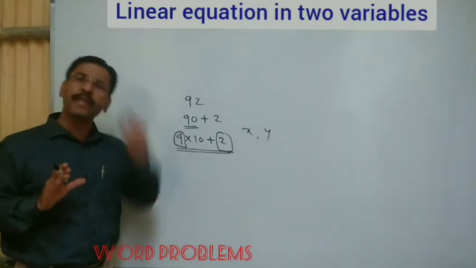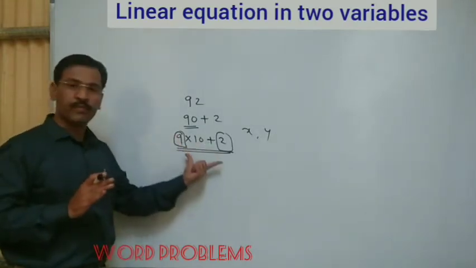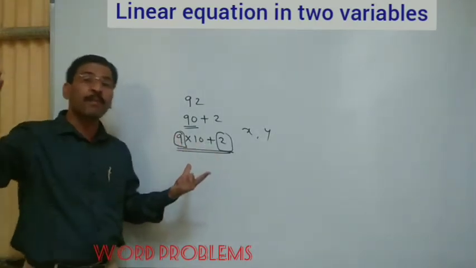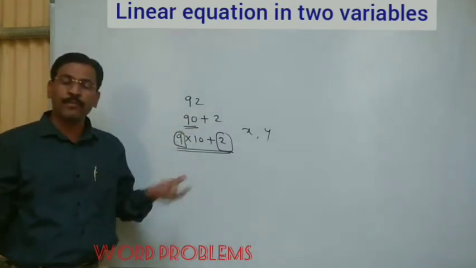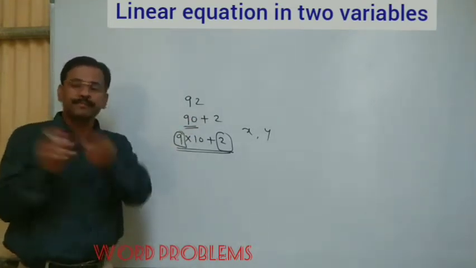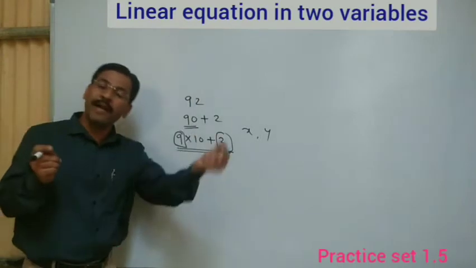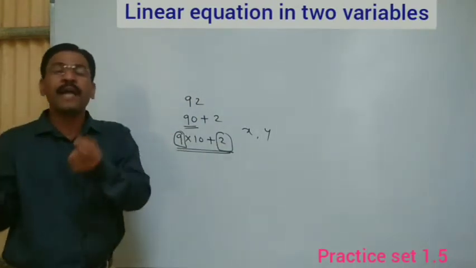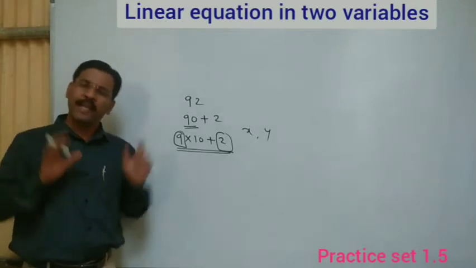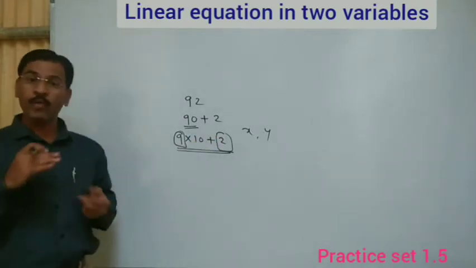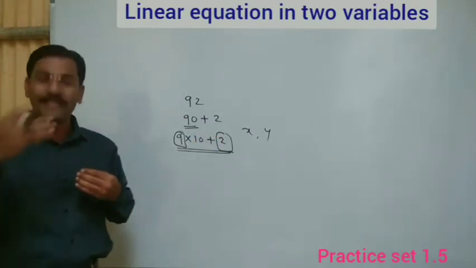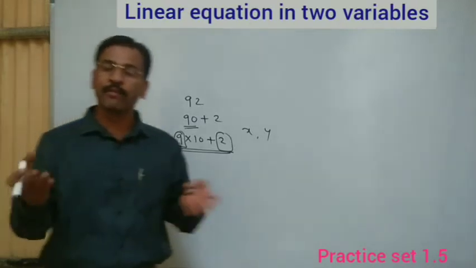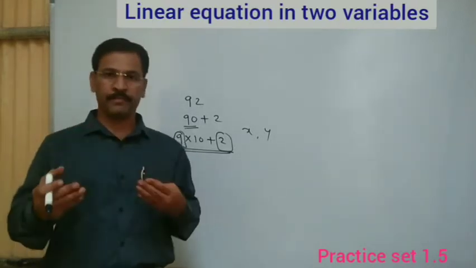There are so many examples that depend upon this one. In some examples, three-digit numbers also come. But in that three-digit number, units and hundreds are correlated, and sometimes units and tens are also correlated. Like these are the sums. Now we are going to take some examples from that practice sheet 1.5 one by one. Okay friends?